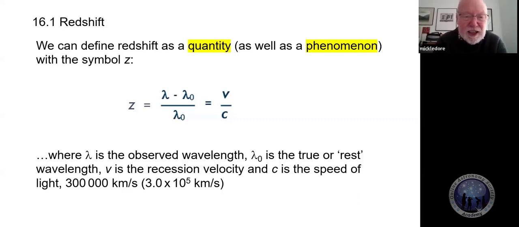I think this is the one given in the formula booklet, but I don't think it has the Z equals. Just got lambda, take away lambda naught, so that's the shift in wavelength, divided by lambda naught, the true wavelength, and that's equal to V over C, which is the speed of the galaxy divided by the speed of light. So V over C is actually a fraction. Z is a fraction. And it's the fraction compared with the speed of light at which the galaxy is moving away from us.